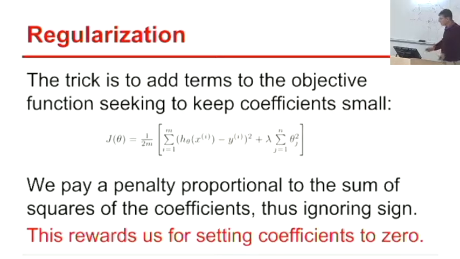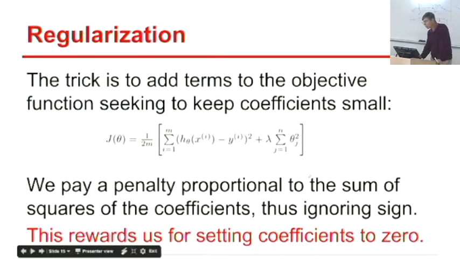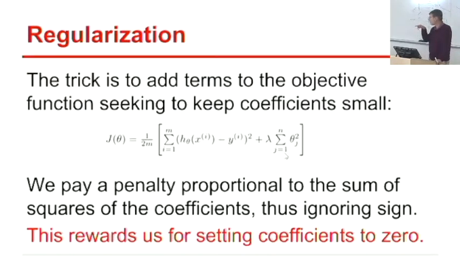So this here, by summing up the squares, is going to minimize the size of the coefficients, right? And this encourages you to tamp them down. Now, of course, the best way to tamp them down is to send them to 0, right? Then you don't pay any penalty for this.